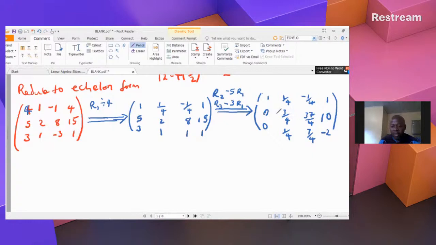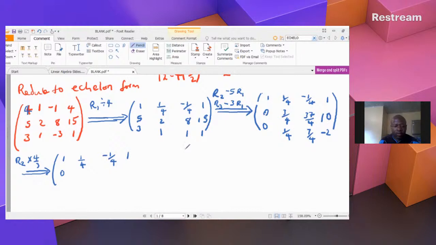Now, so I want this entry to be 1. So what are we supposed to do in this situation? To create this entry to be 1, I want to multiply it by its reciprocal. So row 2, and I'm doing it to the entire row 2, times 4 out of 3. I've not touched row 1, so row 1 remains where it is. I'm only interested in row 2 this time. So it's row 2 that I'm multiplying by 4 out of 3.